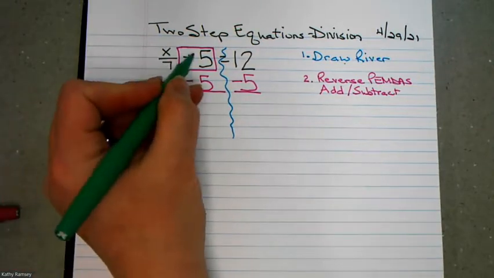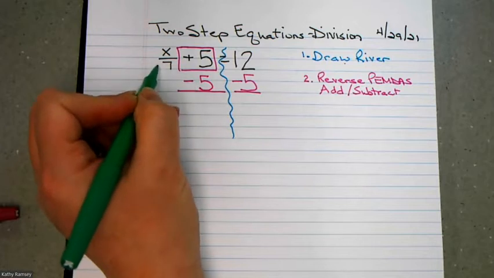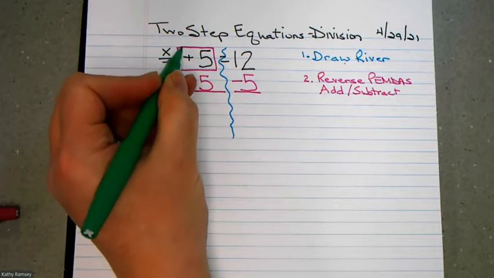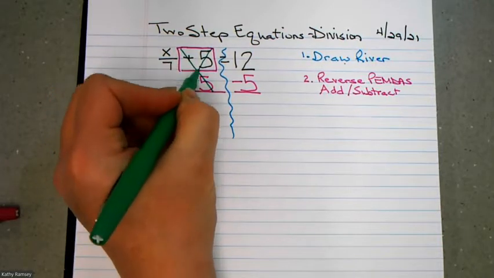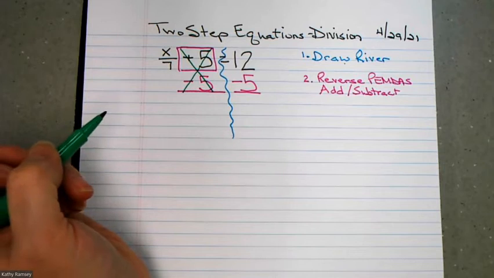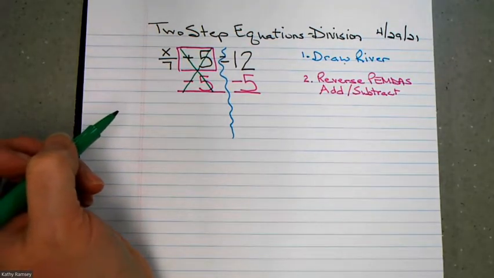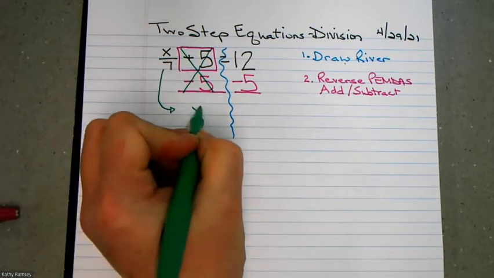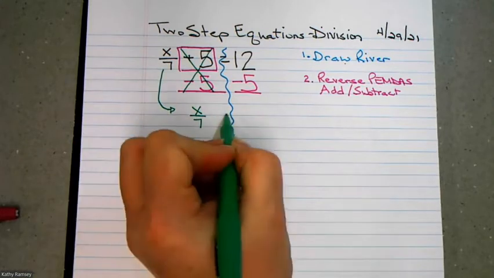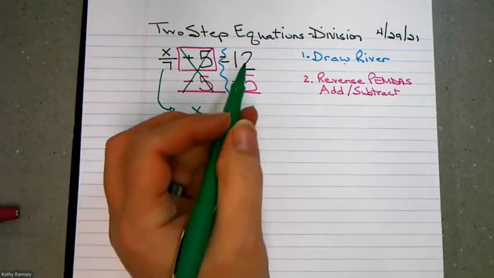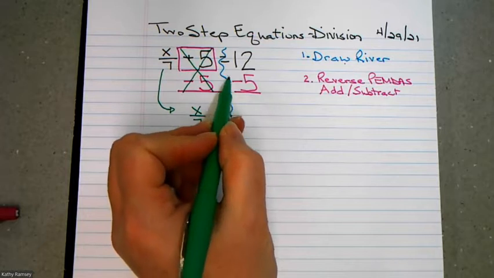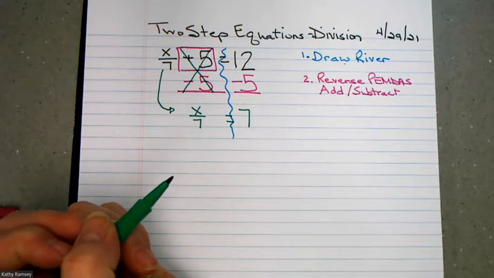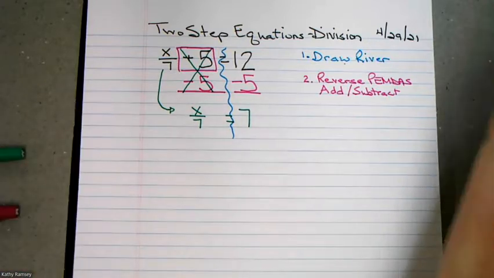So now we look at everything that's on this left side. x divided by 7 plus 5 minus 5. We can say plus 5 and minus 5 are going to cross each other out. They cancel out to 0. So we're just going to bring x divided by 7 down and our equal sign. And then 12 minus 5 equals 7. Okay.